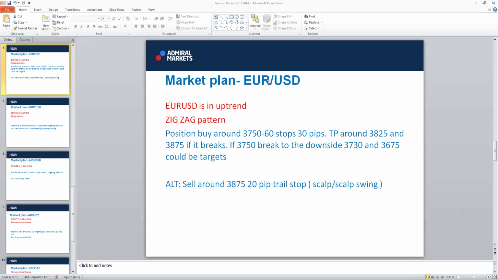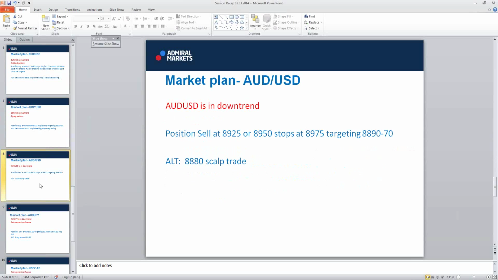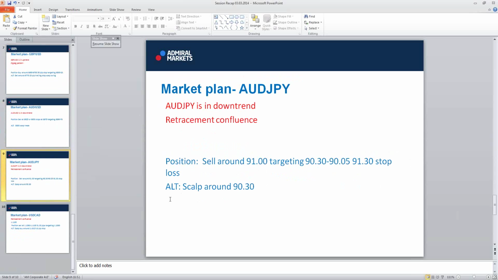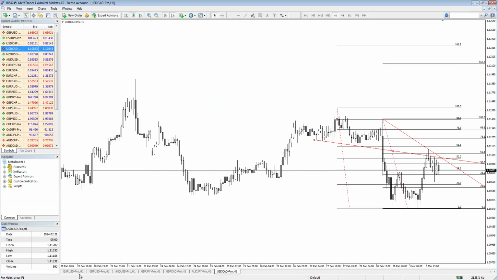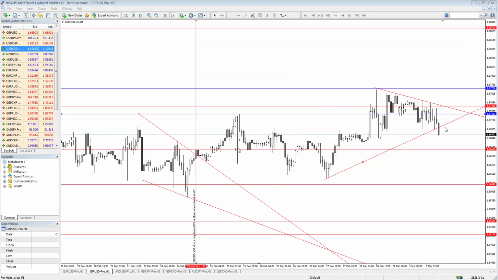This is Euro dollar, this is GBP dollar, this is Aussie, this is Aussie yen, and this is dollar CAD. Euro, cable, which is indeed at the level to buy into. Let me see, 61.50 level, excellent level.